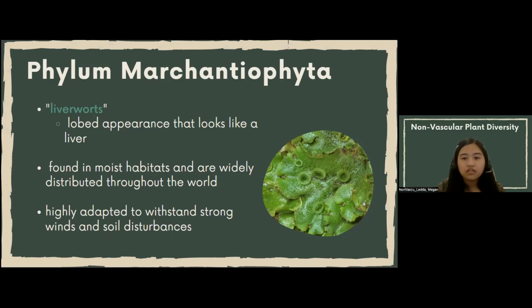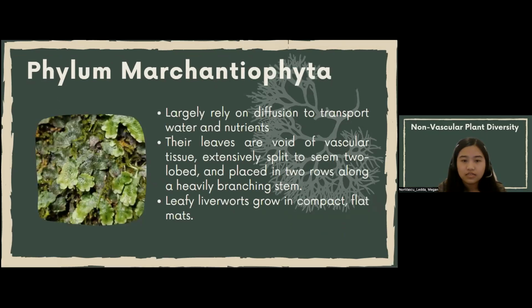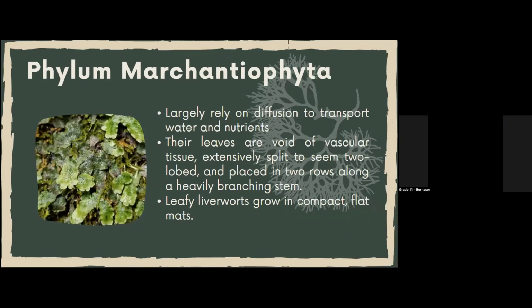They are also generally small green plants that contain elaters and have oil bodies that are distinct to liverworts. There are over 10,000 species and they can be found in moist habitats, particularly in the tropics, and are distributed throughout the world. The tundra environment has been adapted to successfully by liverworts. They, like all other tundra plants, are highly adapted to withstand strong winds and soil disturbances. They largely rely on diffusion to transport water and nutrients.